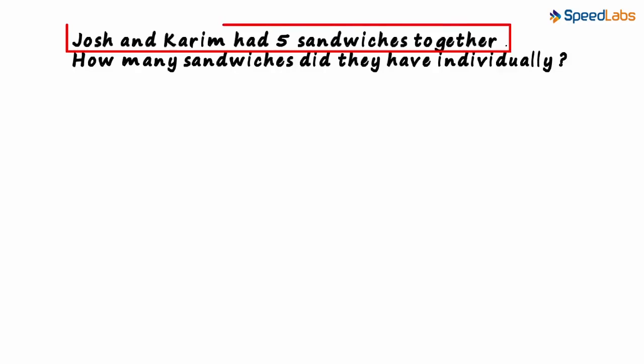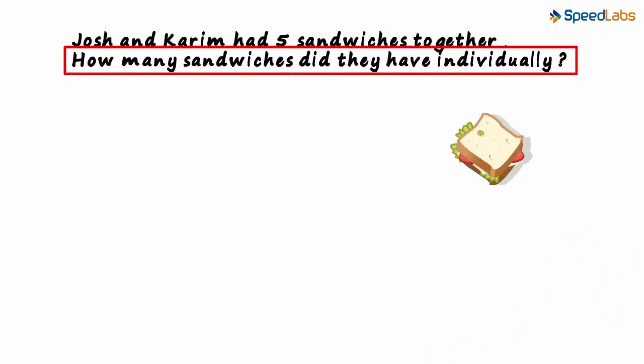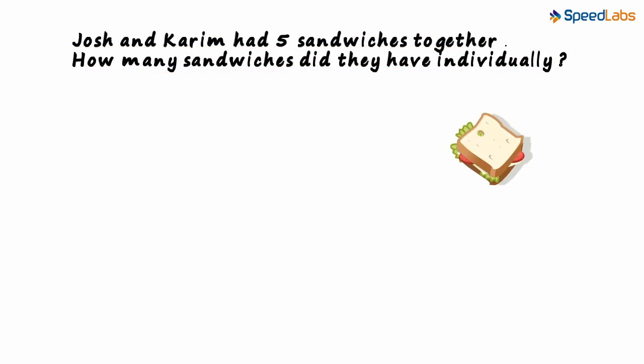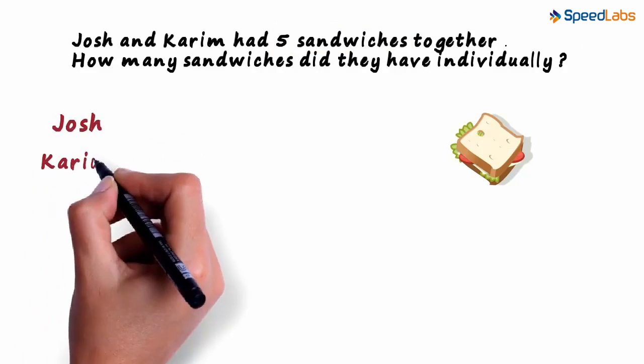Josh and Kareem had a total of 5 sandwiches together. How many sandwiches do you think they ate individually? The question says that the total number of sandwiches they had together is 5. Out of those 5, how many did Josh eat and how many did Kareem eat?